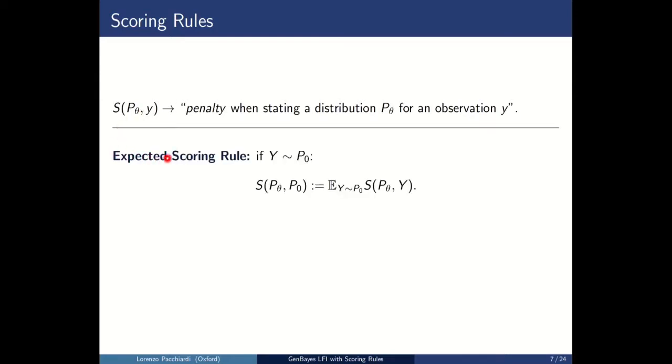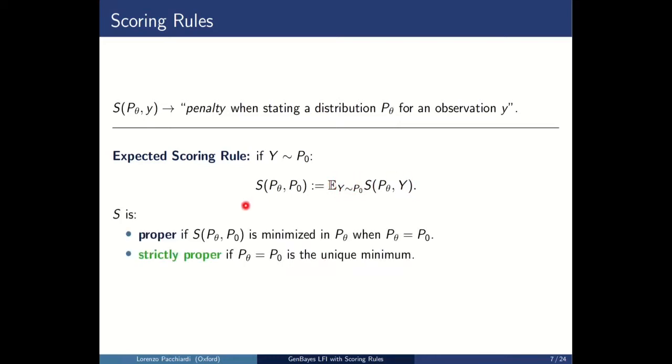Now you can define an expected scoring rule if you assume that the observation y comes from a distribution, let's say p naught here. So you define the expected scoring rule by taking the expectation over y coming from p naught of the scoring rule of p theta given y. And you write this in this way by overloading notation in the second argument. So we use as convention that if the second argument of S is a distribution as well, we are taking the expectation over a random variable sampled from that second argument.